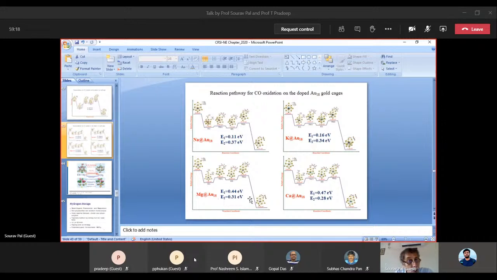I can predict. So I'm looking at the experimentalists who will be able to synthesize these clusters and do the reaction, the functional reaction for CO oxidation reaction. Same thing with the calcium, potassium, sodium, of course, does very good.